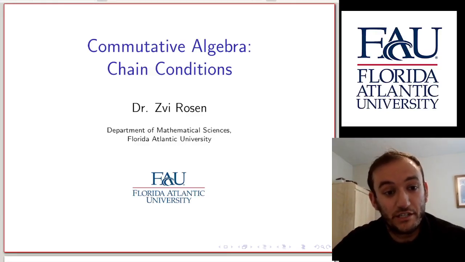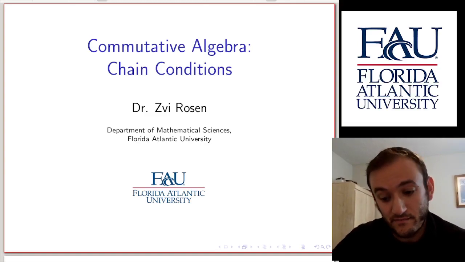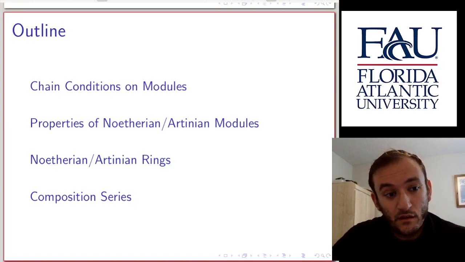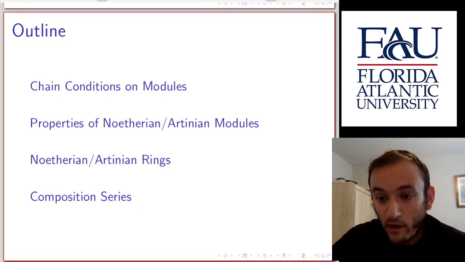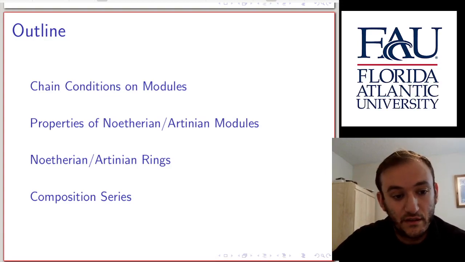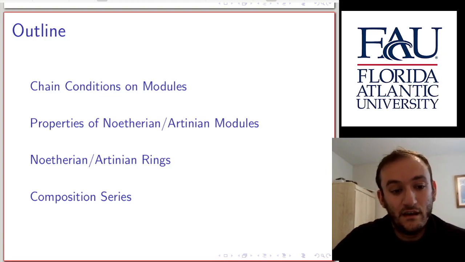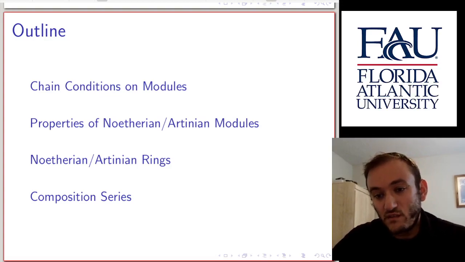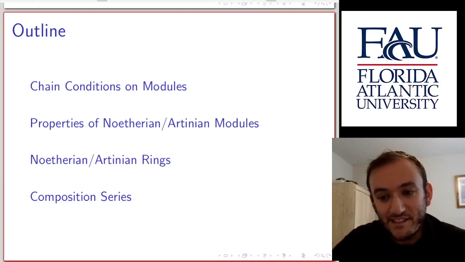Today we'll be covering Chapter 6 in the T.M. MacDonald, which talks about chain conditions. We'll begin with chain conditions on modules, then move on to properties of these modules that satisfy chain conditions called Noetherian and Artinian modules. Then we'll look at the special case of Noetherian and Artinian rings, and finally discuss what it means for a module to have a composition series. Okay, let's get started.